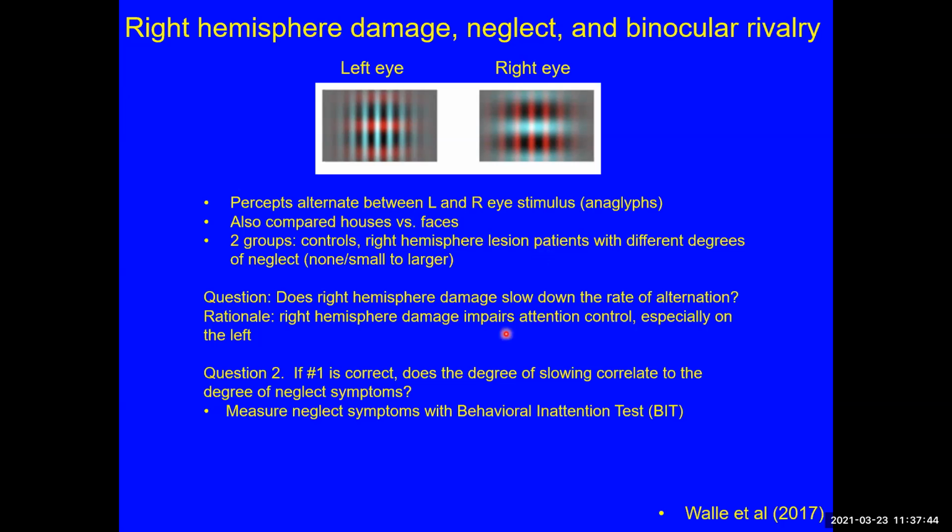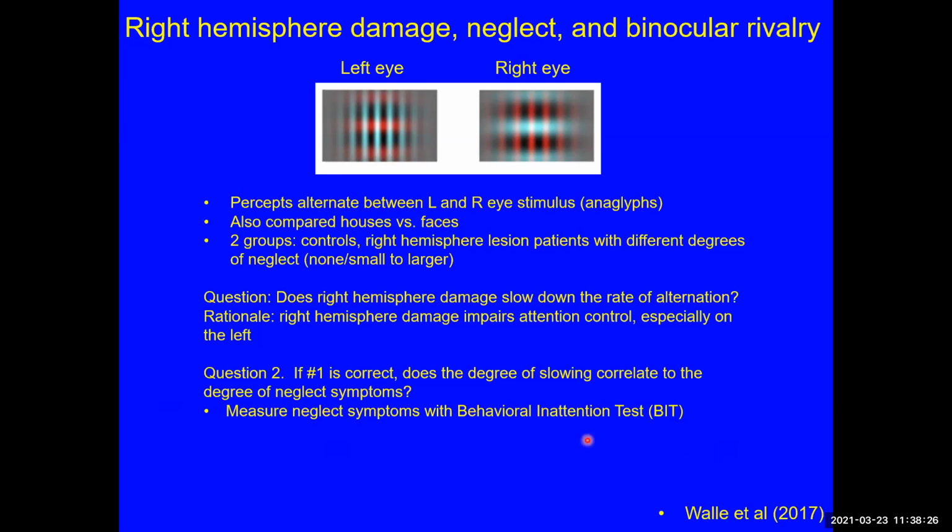All right. And so the first question was, does the brain damage in the right hemisphere slow down this rate of alternation? And if so, does that relate to the neglect symptoms? That's really the strongest case you would make, right? Because if you just have brain damage overall, you could say this alternation between left and right is messing up visual perception in general. But if it correlates with the symptoms, then you're in a stronger position of saying the symptoms of neglect are at least correlated to this alternation rate between the eyes.